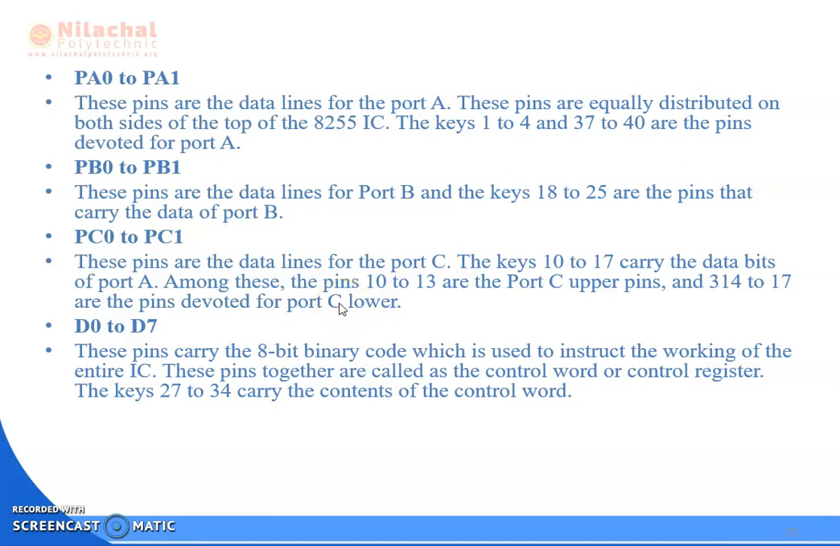Among these, the pins 10 to 13 are the port C upper pins, and 14 to 17 are the pins devoted for port C lower. Then D0 to D7, these pins carry the 8-bit binary code which is used to instruct the working of the entire IC. These pins together are called the control word or the control register. The pins 27 to 34 carry the contents of the control word.